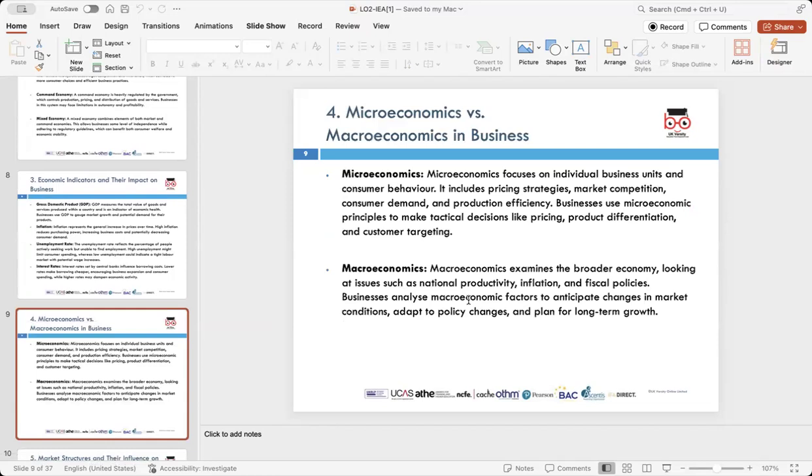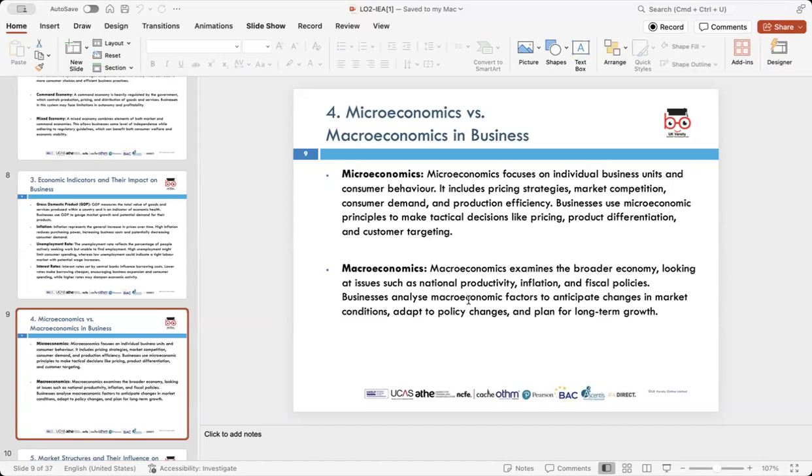Right. Now, it's quite an important topic, microeconomics and macroeconomics. Economics is divided into two main branches, microeconomics and macroeconomics. So, understanding both is essential for making strategic business decisions.